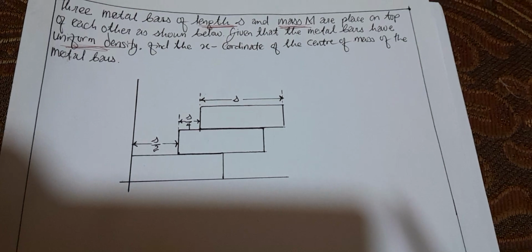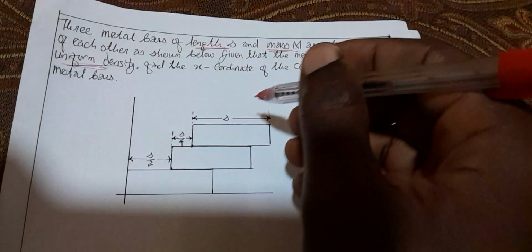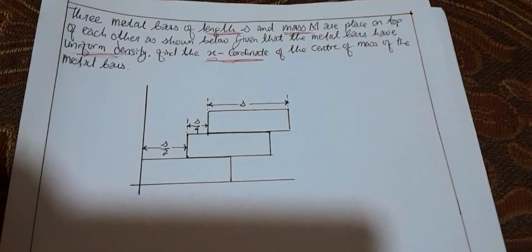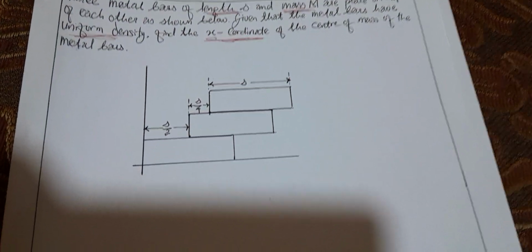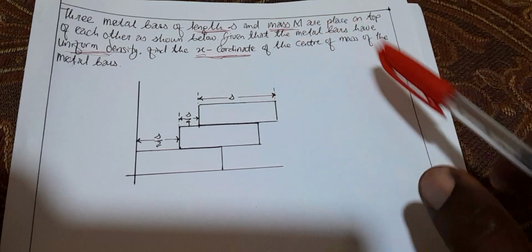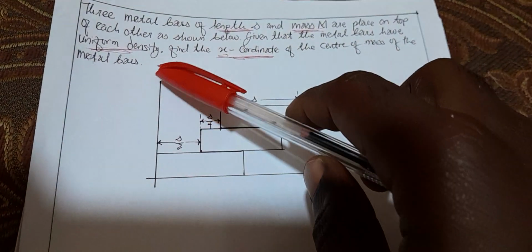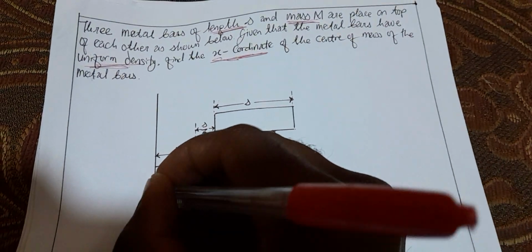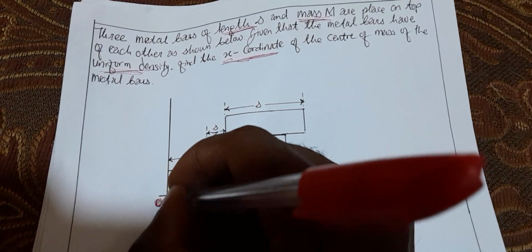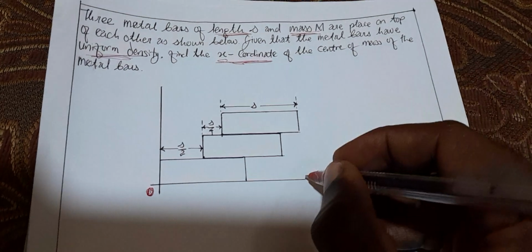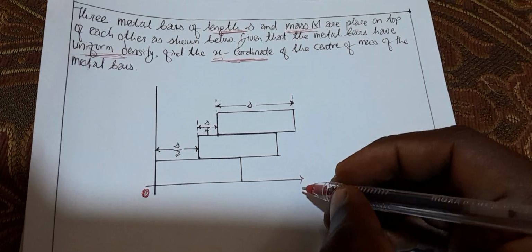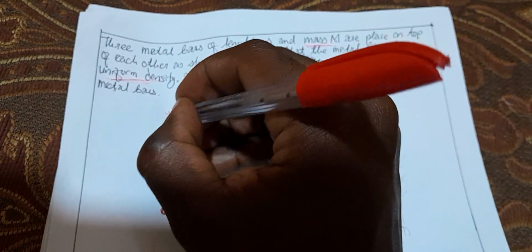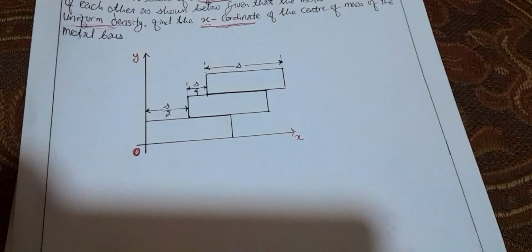Another thing we need to note is that we have to look for the x coordinate, so we're not interested in the y coordinate. These three blocks were drawn, and I already drew my axes, so we should know that here is the origin, this is the x-axis and this is the y-axis.